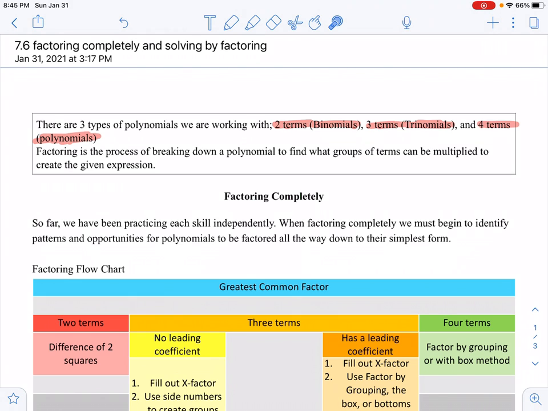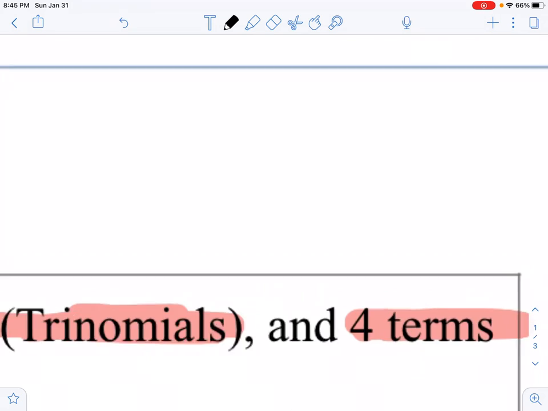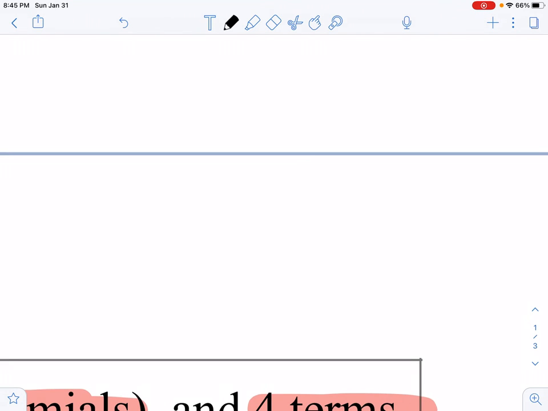Factoring is the process of breaking down a polynomial to find what groups of terms can be multiplied to create the given expression. Just like we've done in the last several lessons, we're going to be working back to find what multiplied to make those numbers. Off to the side, you don't have to write this down, but here's a little example. Think about the number 24. If I were to break that down into the numbers that multiplied to make it, we could use 2 and 12, but we could also think of 3 and 8. We may also think, 4 times 6. So there are several different numbers that multiply up to make 24.